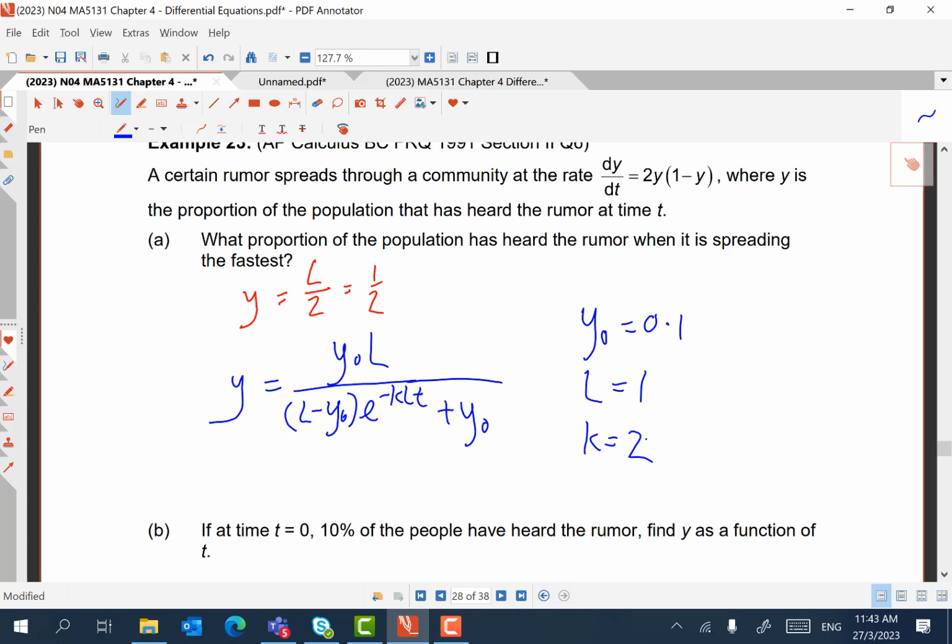You are encouraged to memorize. Shall we do it together without looking? Shall we recite the solution together? At the count of 3. 1, 2, 3. Y naught times L over L minus y naught times e to the power minus KLt plus y naught.